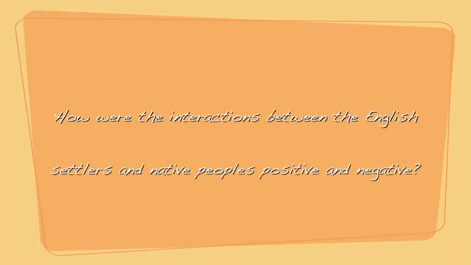Finally, our last essential question asks the students, how were the interactions between the English settlers and the native peoples positive? How are they negative? We thought it was important to allow students to see the multiple perspectives of Jamestown settlement. They should understand that settling Jamestown wasn't quite as positive as traditional textbooks make it out to seem.